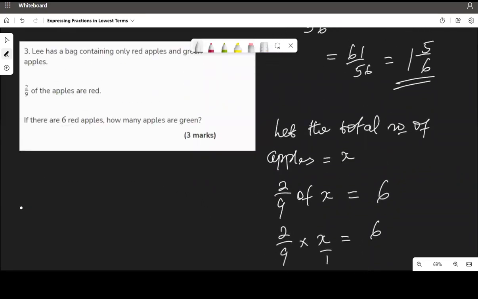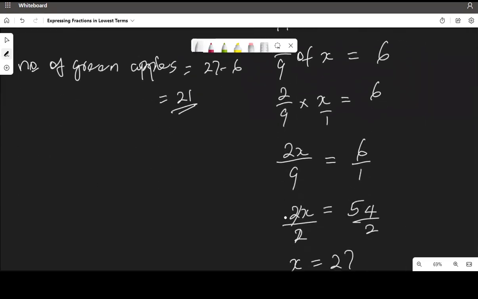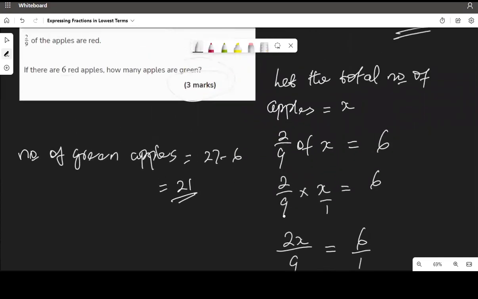So the number of green apples is equal to 27 minus 6, which is 21. We have 21 green apples, right? That is 3 marks there. So that brings us to the end of this lesson.